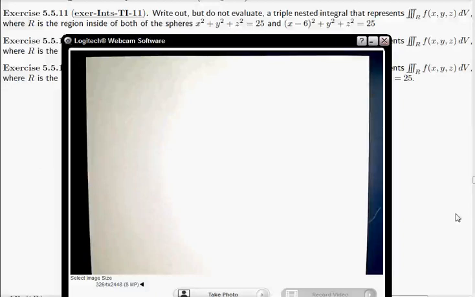Okay, so let's do number 11 now. And here we have a region inside. Oh, yeah, so we've got two spheres. Right. Okay. So this is another art challenge.